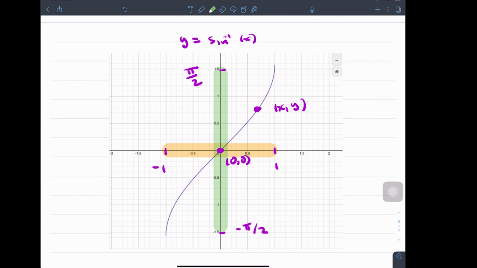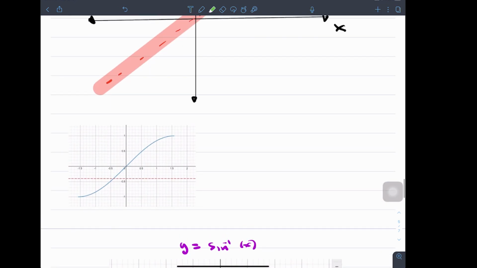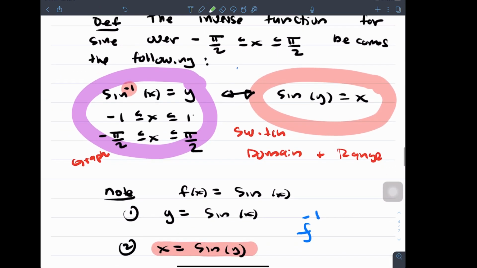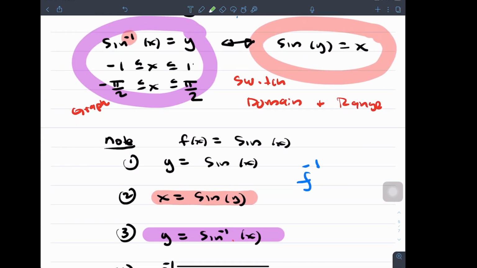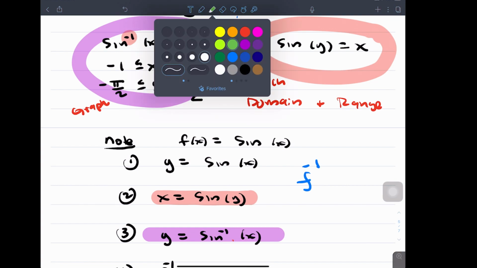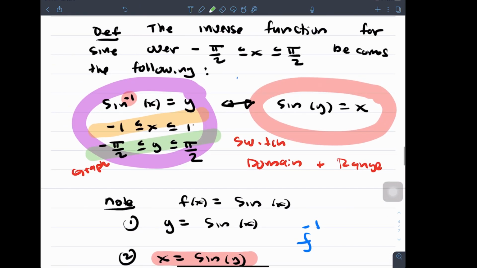So here's the graph. Your domain is in orange. The range is in green. And this is the original sine that it came from, just so you guys know. And everything in purple is what I just said to you guys. This is your new domain, and then this is your new range. We had to restrict the domain for sine to define this. And this is where it comes from. This is where you go back to.